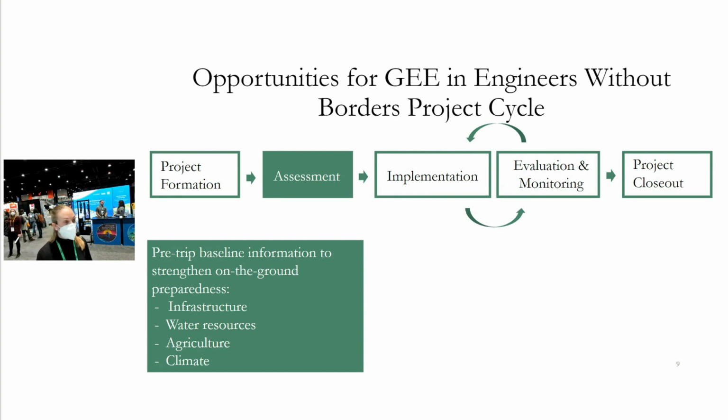And so you might be able to gain insight into infrastructure. So you might be able to see this from space, water resources. Within Earth Engine, there are quite a few layers that you can use to look at water. You can look at agriculture, which may be the dominant economy, and you can look at something like climate.